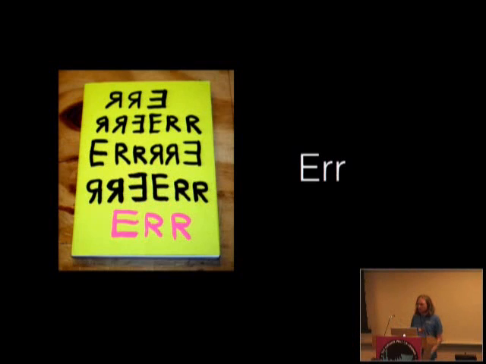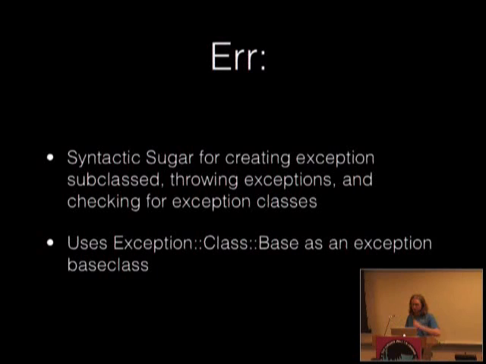Yes, all the good exception names are gone. So it is syntactic sugar for creating exceptions, subclassing, throwing exceptions, and checking for exception classes. In other words, it's syntactic sugar for all the things Try::Tiny and Try::Catch don't do. It uses Exception::Class::Base as a base class, so it builds on top of Exception::Class.